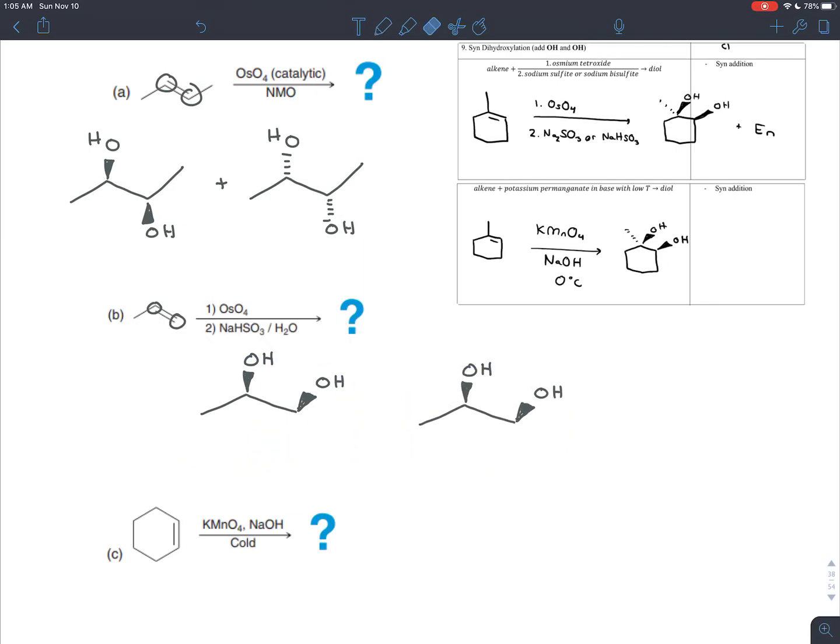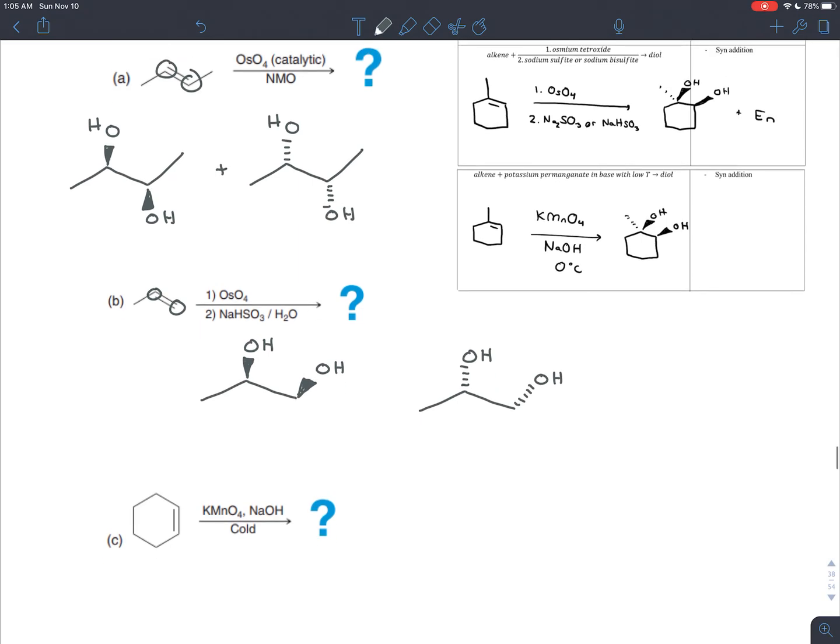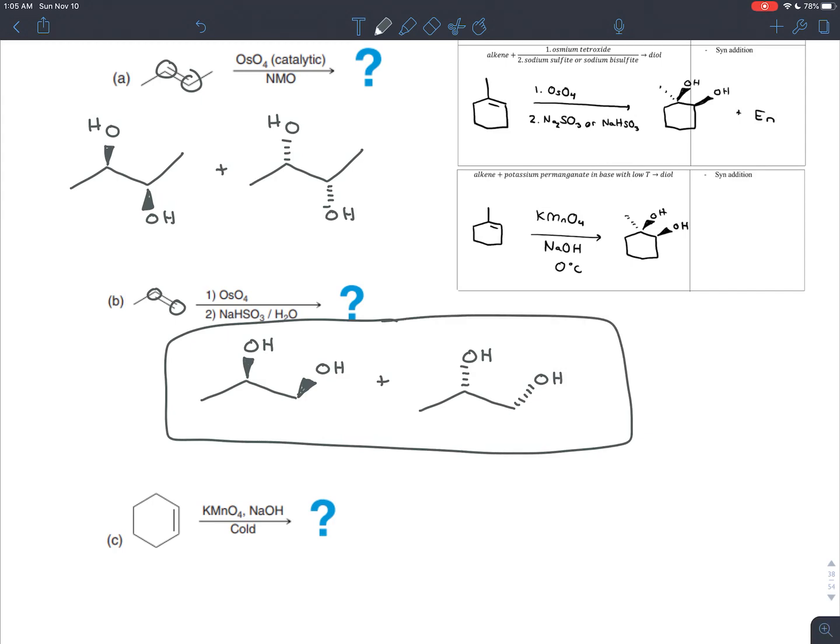So to get the other enantiomer, you change the configuration of the bonds. If the bonds were coming out at you, then you make them going away. If they were going away, you'd make them coming out at you. And when you do syn dihydroxylation with osmium tetroxide on this particular alkene, you end up getting a 50-50 mixture of these two enantiomers.